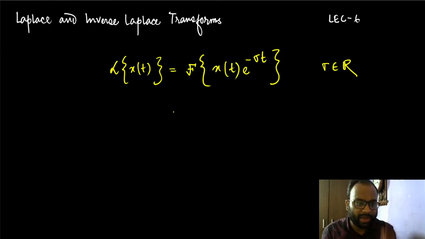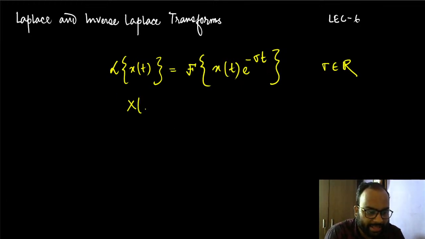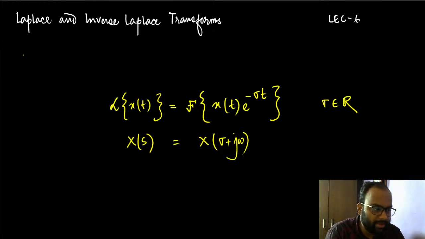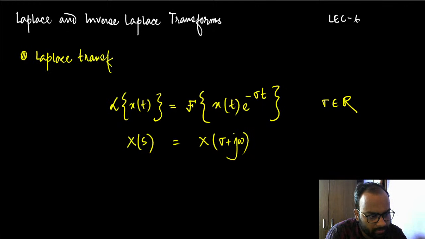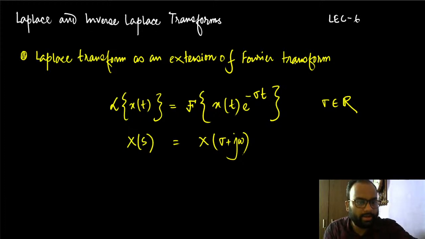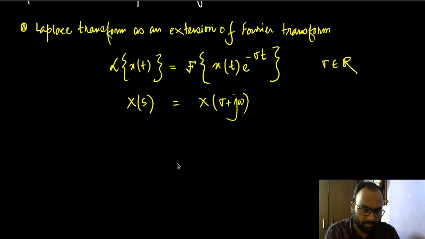So this was the definition of Laplace transform, and from there we derived that the Laplace transform is denoted as X(s), which is nothing but X(sigma plus j omega). So this was the discussion we had. Laplace transform is nothing but that, and it comes from the concept of Fourier transform. We introduced this earlier, when we said that Laplace transform was an extension of classical Fourier transform. I hope it's understandable, right?